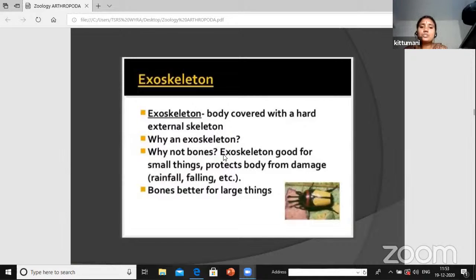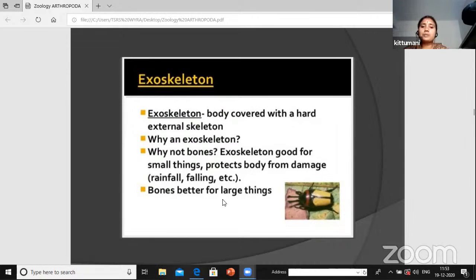Here, why an exoskeleton? Why are bones not present in arthropods? Exoskeleton is good for small things, which protects the body from rainfall and falling, wherever it is falling, so they do not damage any organ system of the arthropoda.